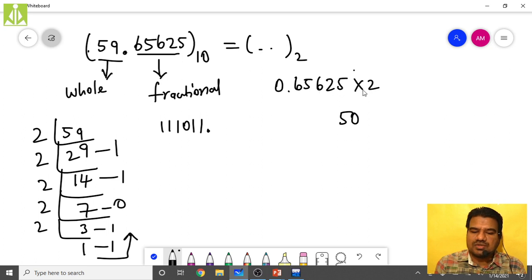Okay, 6 2's 12, carry 1. Then 5 2's 10, plus 1. First we got 5 2's 10, carry 1, 0. 2 2's 4 plus 1 is 5. There is no carry now. 6 2's 12, carry 1 to here. Then 5 2's 10 plus 1 is 11, carry 1. 6 2's 12 plus 1 is 13.